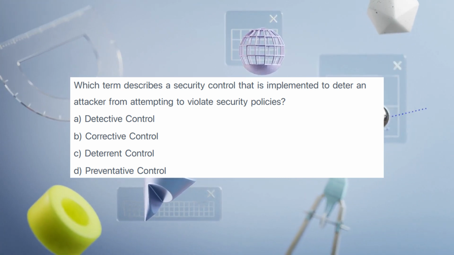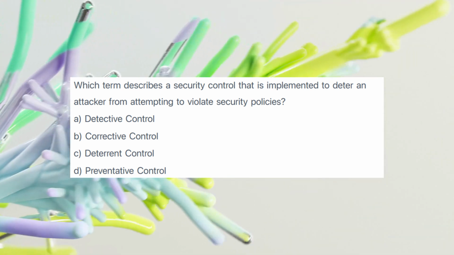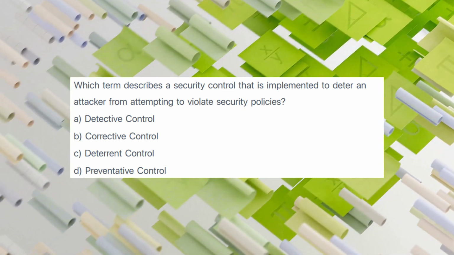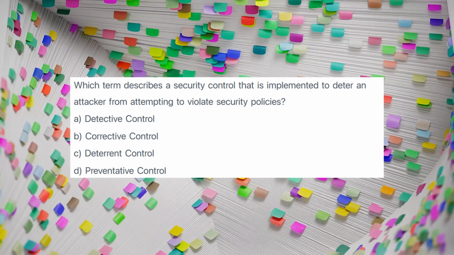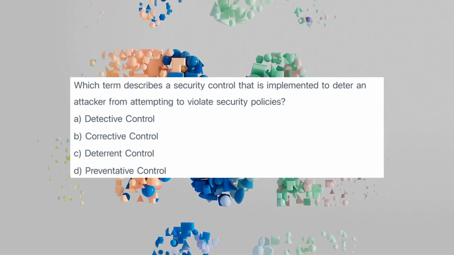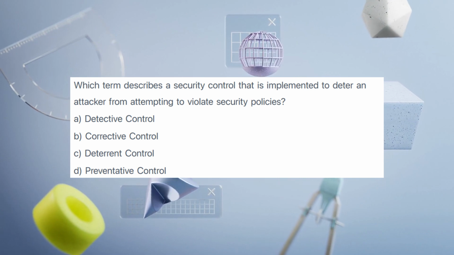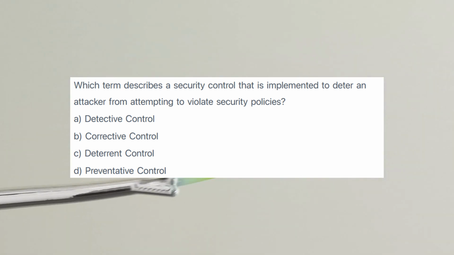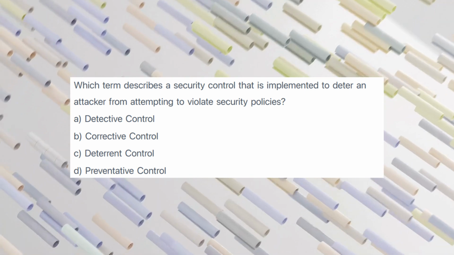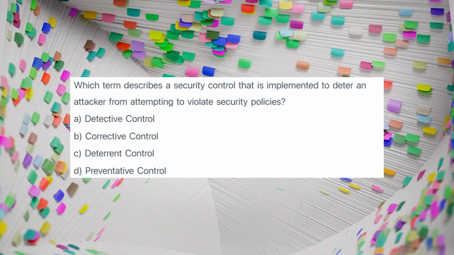The answer is C. Deterrent control. Deterrent controls aim to discourage potential attackers by making the cost or difficulty of an attack seem too high, e.g., warning signs, visible cameras. Option A. Detective controls identify incidents after they occur. Option B. Corrective controls fix issues after an incident. Option D. Preventative controls stop incidents from happening, e.g., firewalls, authentication.